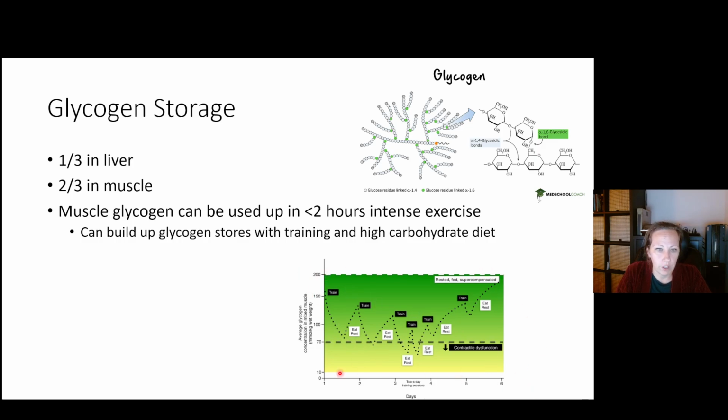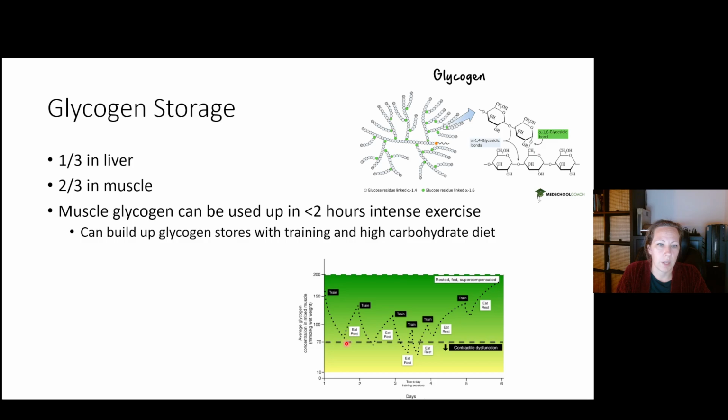This little graph here is showing that. If you look at the days here, this person is basically doing 2-a-days. Well, here they're not, this is just regular training. On day 1, they train and deplete their glycogen, but not to the point of contractile dysfunction, which is when your muscles stop working as well because they've been completely depleted of glycogen.